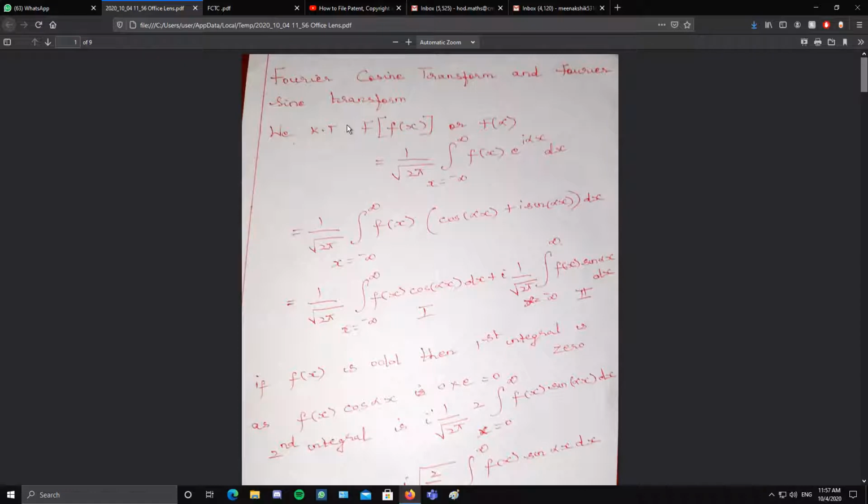Cosine series means f of x is expanded in terms of cosine terms, that is a naught by 2 plus summation a n cos of nx, or a n cos of n pi by l x. Sine series means f of x is expanded in terms of sine terms, that is summation b n sine of nx, or summation b n sine of n pi by l x. So you have learned cosine series and sine series in the Fourier series module.